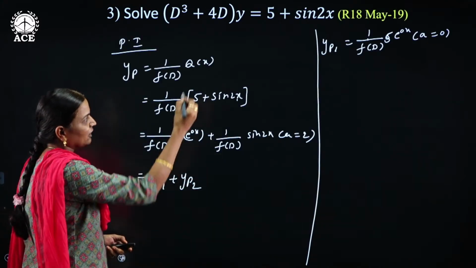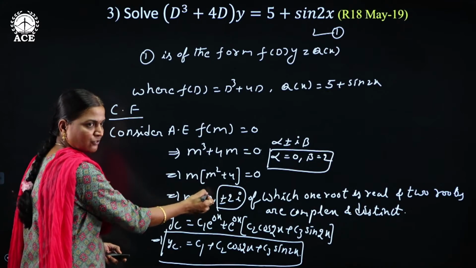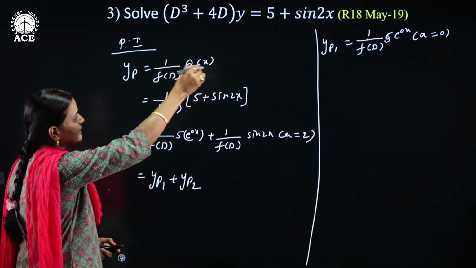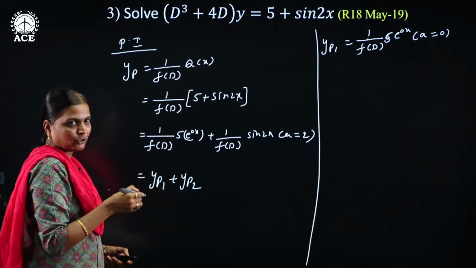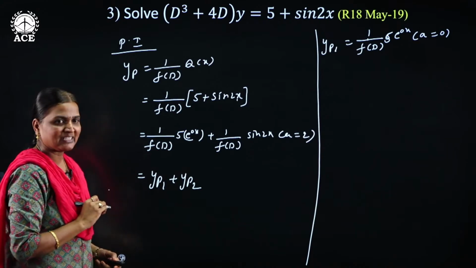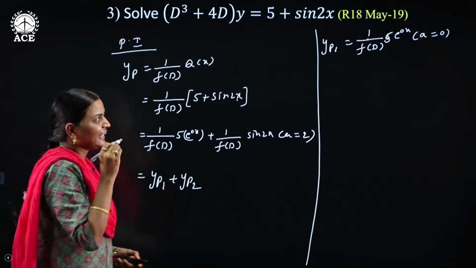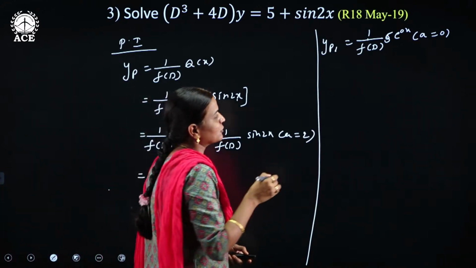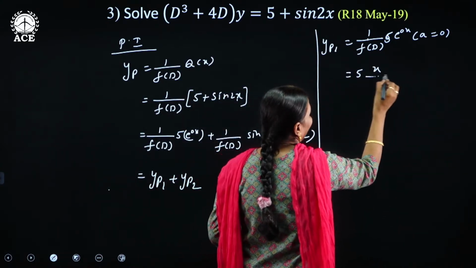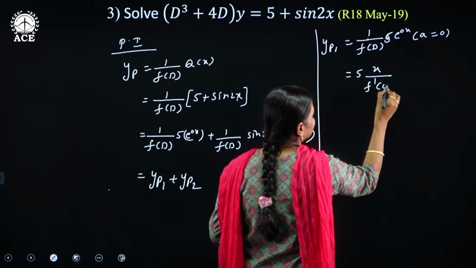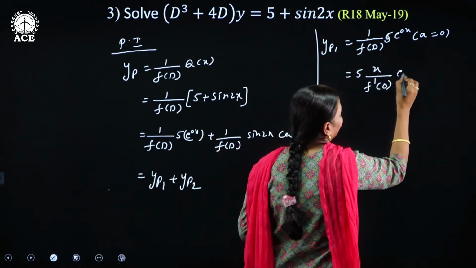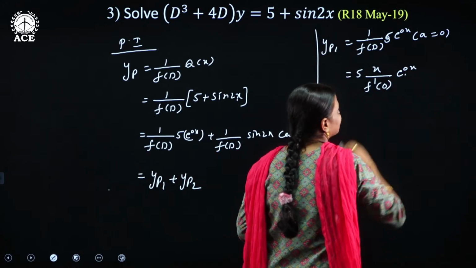When a is equal to one of the roots, if we substitute D is equal to 0, that means D equal to a, here what is the a value? a equal to 0, in f of D the functional value is 0. So that means the initial case is not applicable. So in this case how to write that one? So that is 5 into x by f dash of 0. x by f dash of 0 into e power 0x, which is 1. No need to write this one, e power 0x.